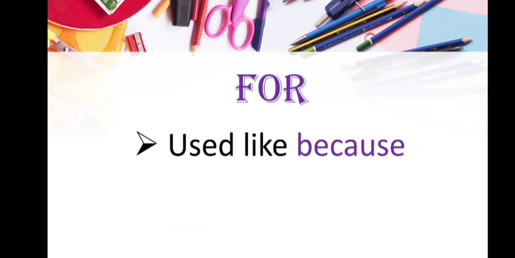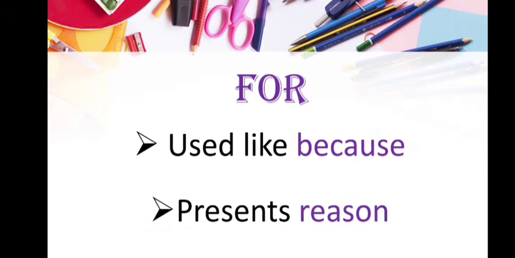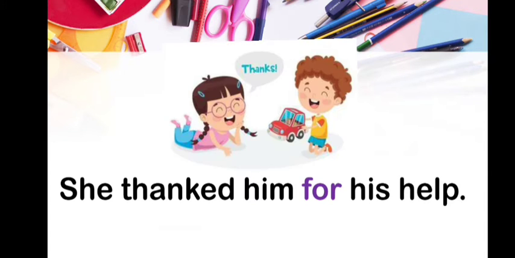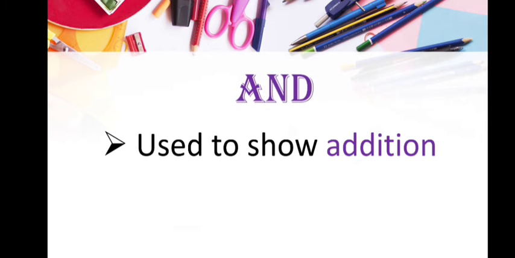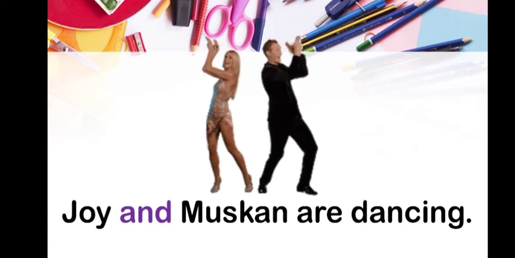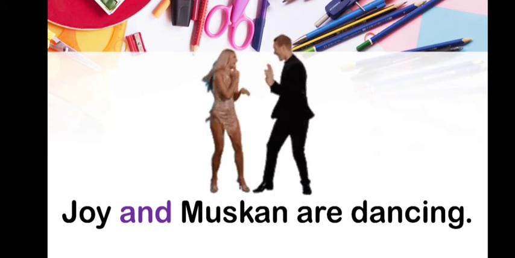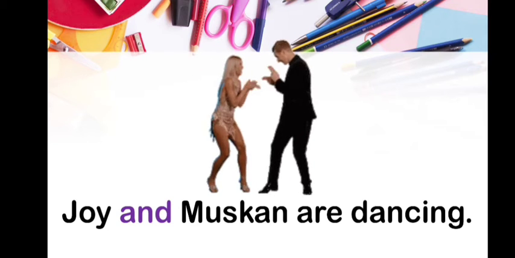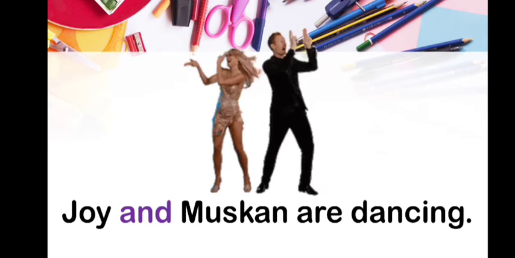The first conjunction is for, which is used like because and it represents reason. For example, she thanked him for his help. Here in this sentence, the words his help show the reason. The next conjunction is and, which is used to show addition and presents ideas that are similar. Example is Joy and Muskan are dancing. Joy and Muskan both love the same thing, which is dancing. That's why we have used and here.